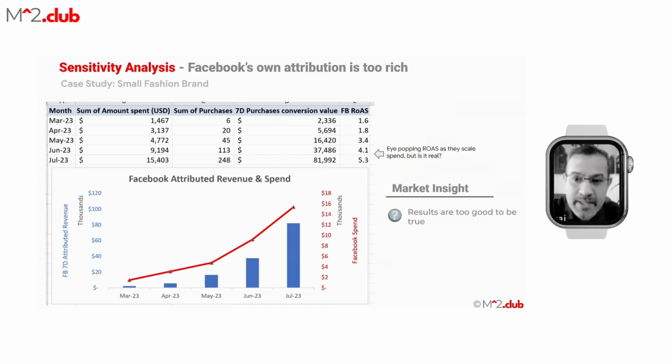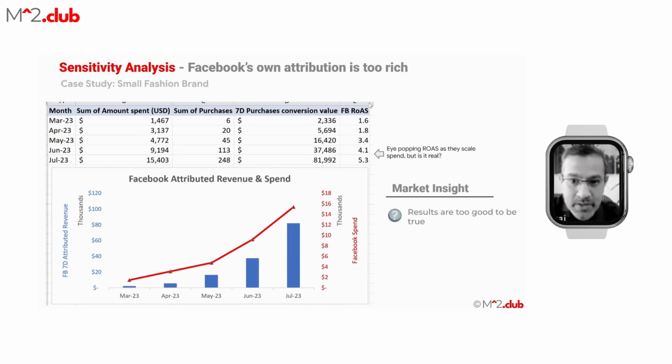Okay, so here is the data. Look at this, for example: March, April, May, June. They've spent a small amount of dollars: 1,500, 3,000, 5,000, 10,000, 15,000. This is last click attribution, 7-day click purchases. So when they spent 1,500, they drove 2,300. They spent 3,000, they drove 5,600. So look at the ROAS numbers here: 1.6, 1.8, 3.4.